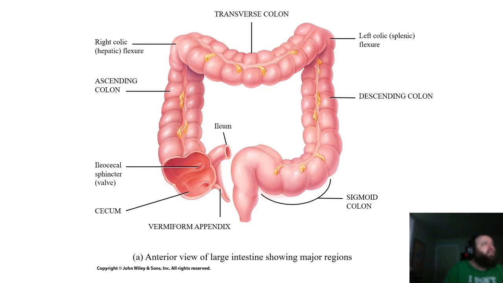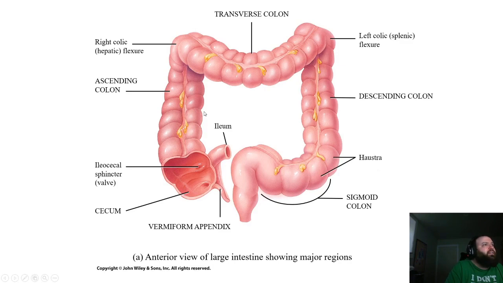There are two significant right-angled turns, or 90-degree turns, of the colon. These are called flexures. When the ascending colon reaches the liver, it turns right. This is called the hepatic flexure. When the transverse colon reaches the spleen, it turns downwards again. This is called the splenic flexure or the left colic flexure.